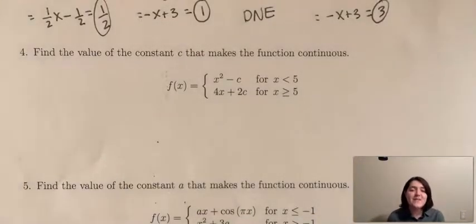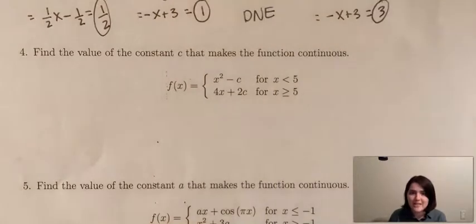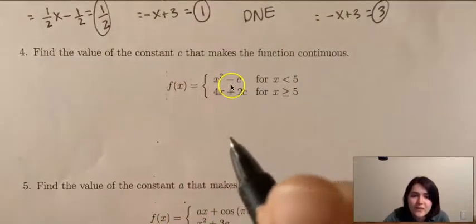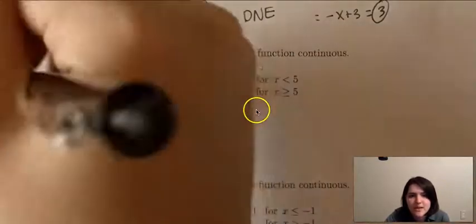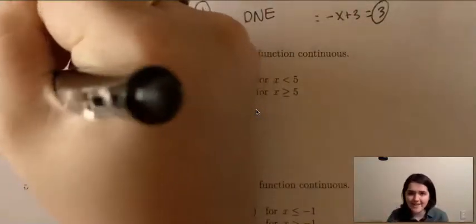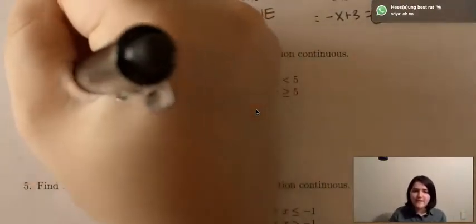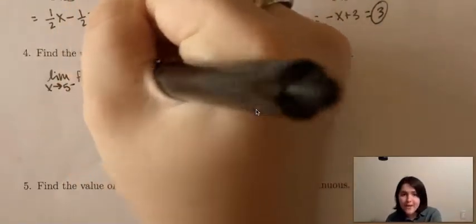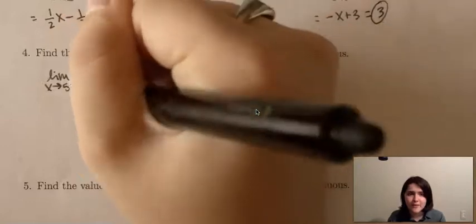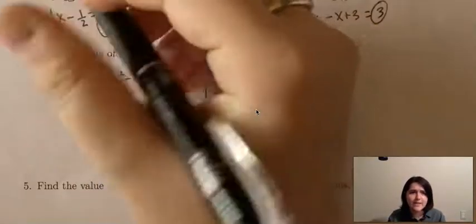Okay, so this is another piecewise function. This time we're finding the value of the constant c that makes the function continuous. Here we see our piecewise function. x is the variable, c is a constant, but we want to find c. So we're going to look at the limit for the left side, the limit for the right side, then the limit overall, and then the function. So it's several steps.